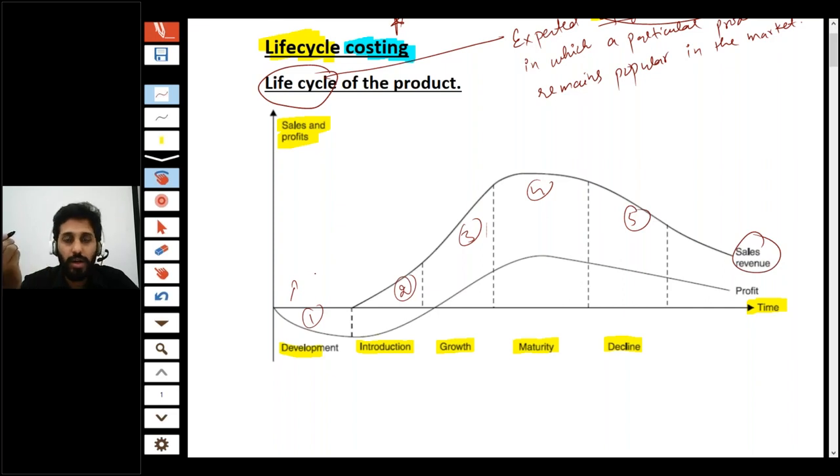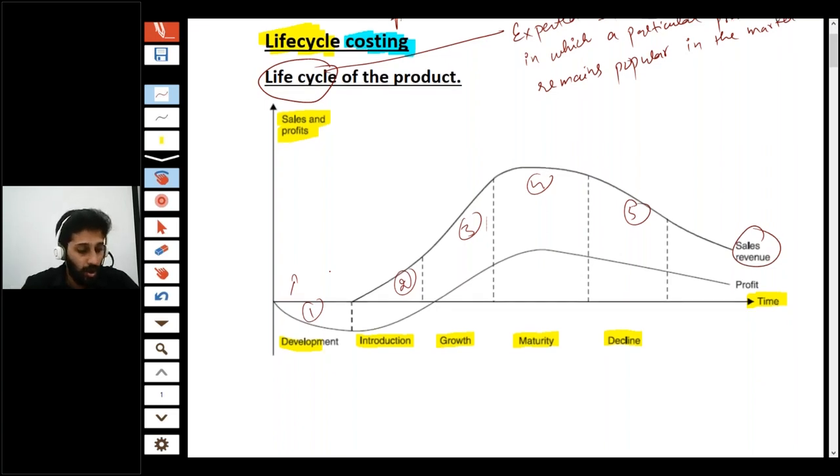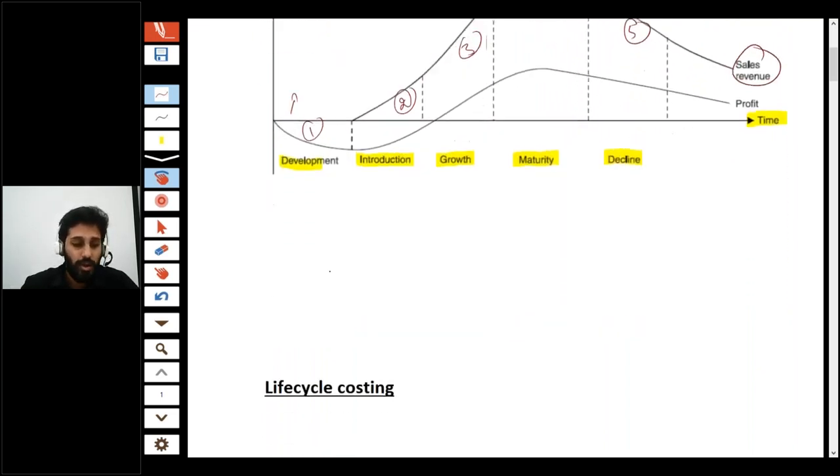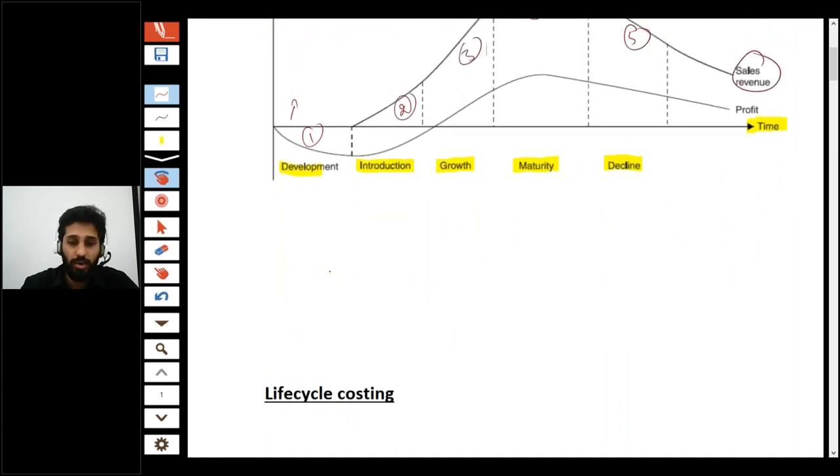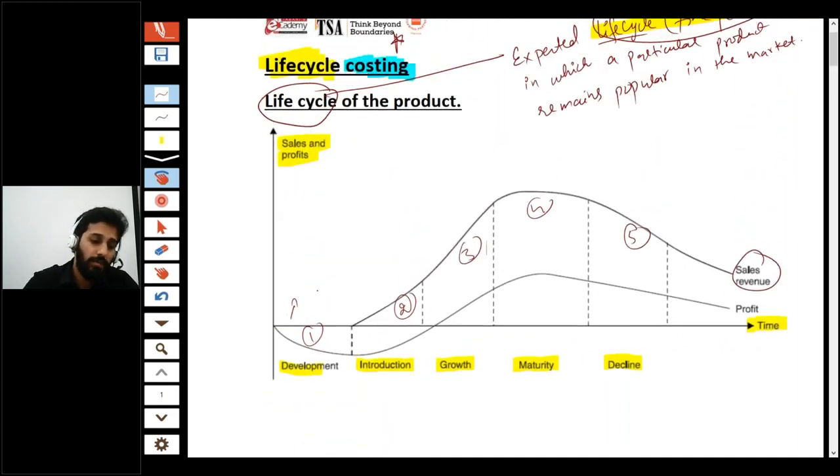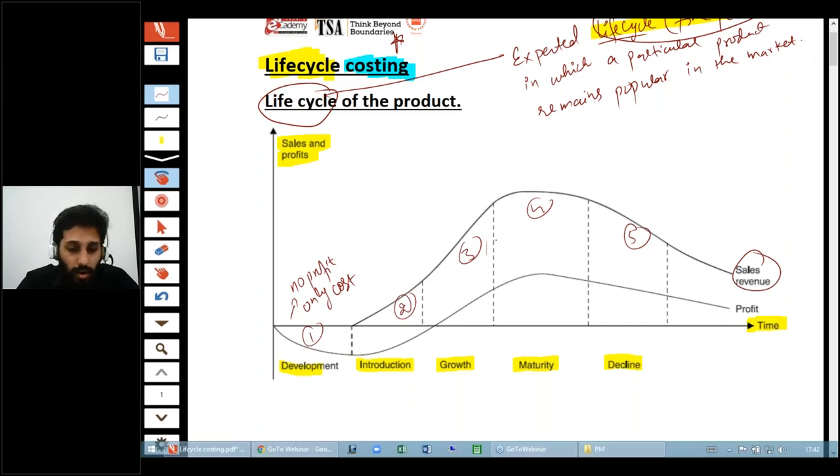Obviously you cannot achieve the profit, because this is the stage when you are having the high cost of research and development. So in the development phase, there is no profit, there is only cost. There is only cost, right?